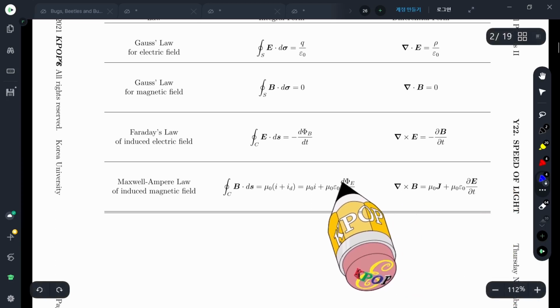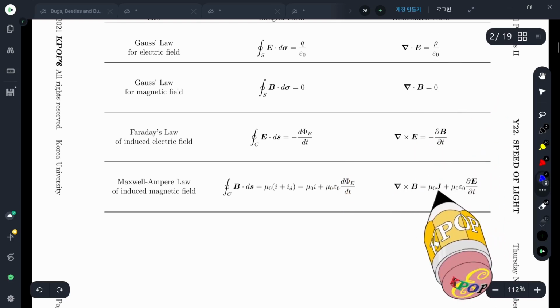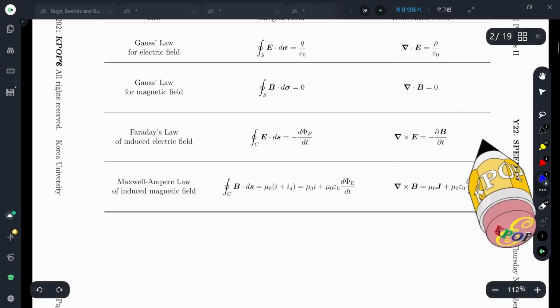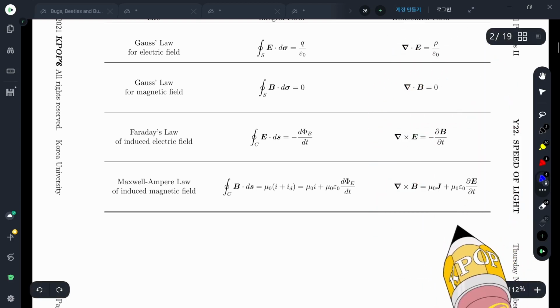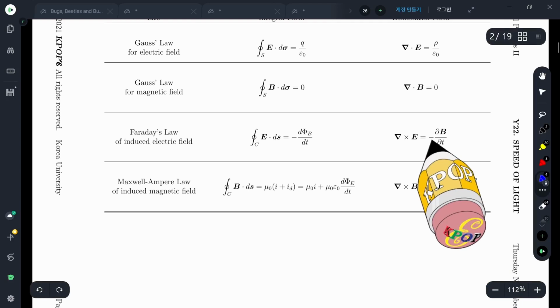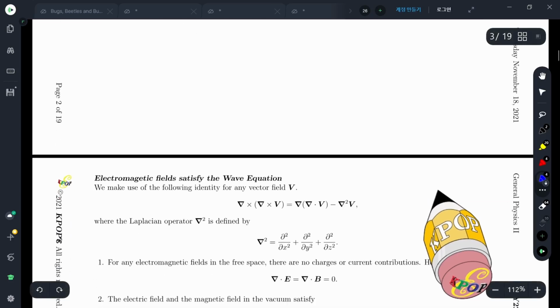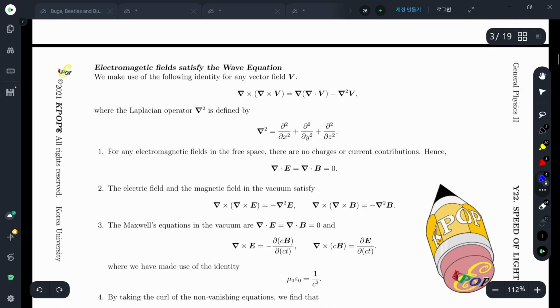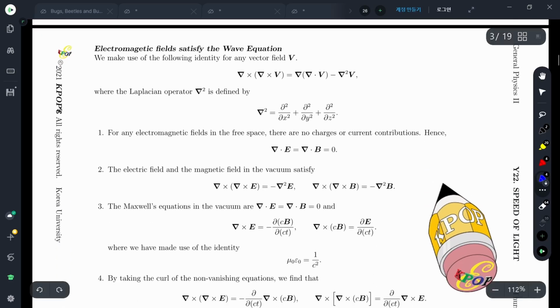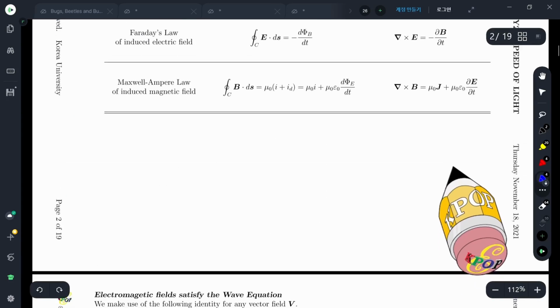If you look at the vacuum, the charge and current completely disappear. Then the equations of motion for the electromagnetic field become quite compact and symmetric, except that there is some sign difference. This rho and J disappear in the case of vacuum propagation. Let us simplify the equation for the electromagnetic field, only considering the vacuum.